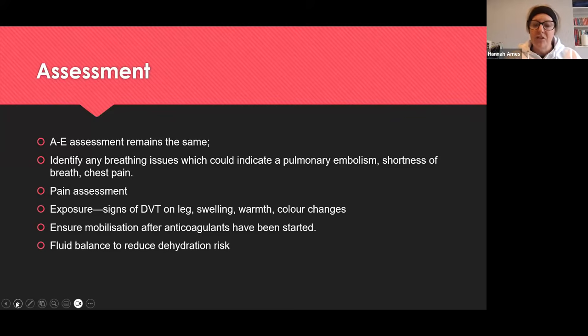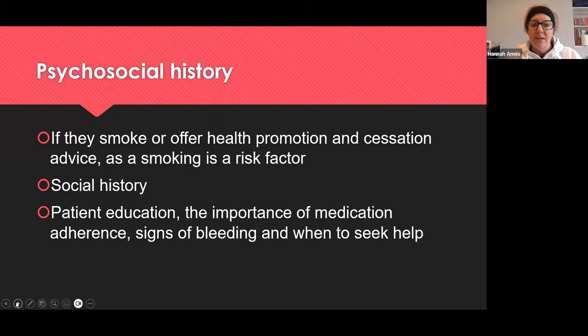Just other physical things to be aware of, which might come into our holistic side as well. It's important to have early mobilisation, but after your anticoagulants have been started. So that's an important point to remember. And I would be expecting maybe a fluid balance chart to be verbalised in this patient because we want to reduce the dehydration risk as well. Psychological history, so we want to look out for those risk factors, so definitely smoking, increased BMI, obesity, and offering advice on those to reduce them because we want to reduce any further DVTs from occurring as well.